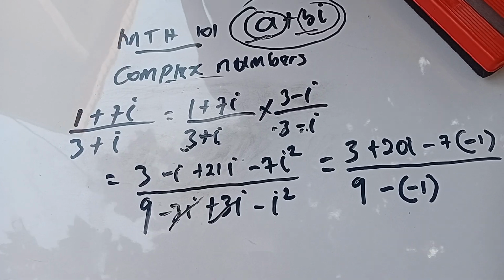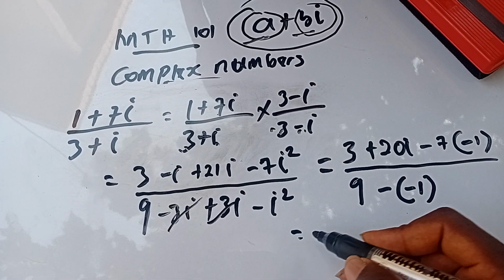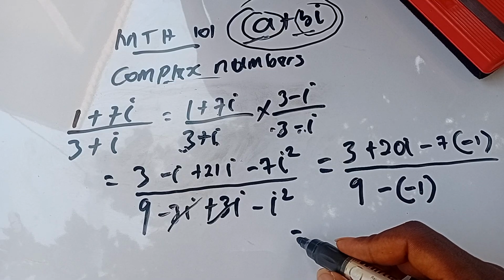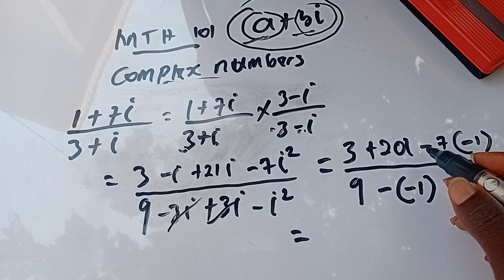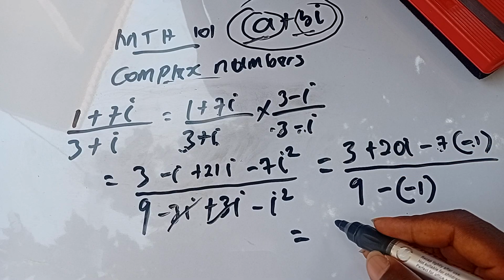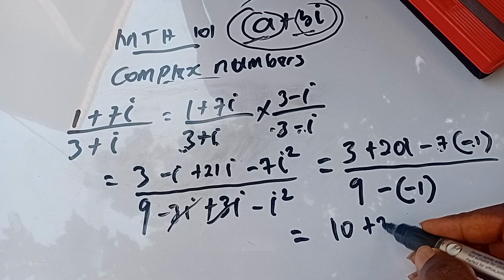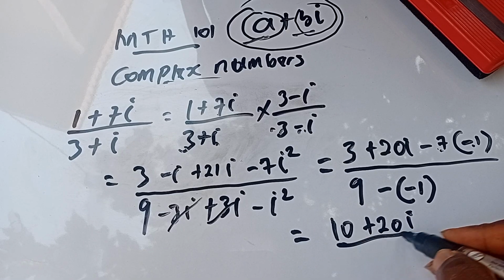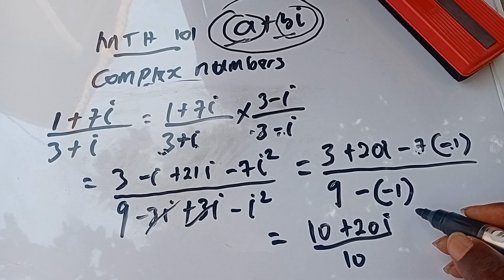So now at the end of the day, here we have 3, then minus 7 times minus 1, that's plus 7, plus 3, that's 10. So 10 plus 20i divided by 9 minus minus 1, that's 10. Do we get that? So at the end of the day, this will give us what?